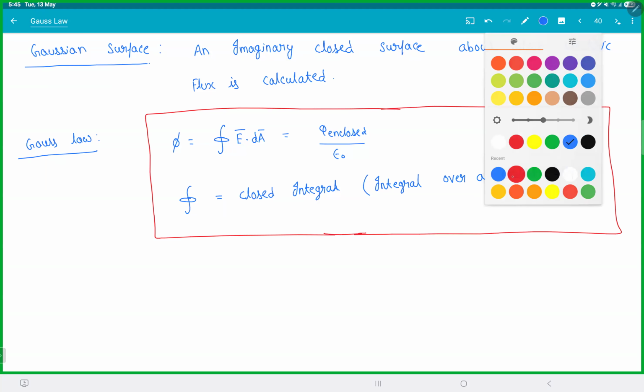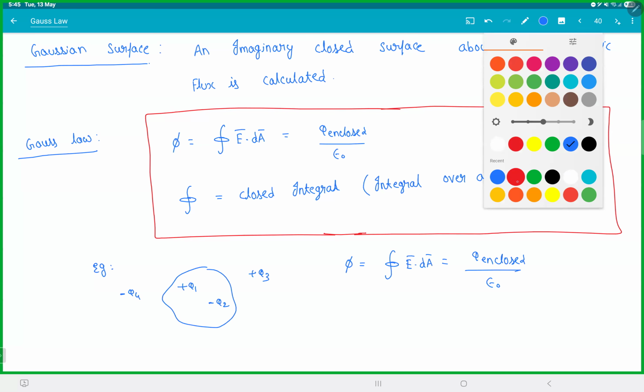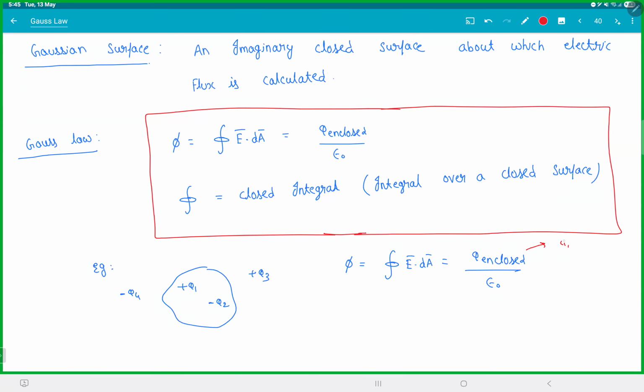So what this means is, if you have a closed surface here, if you have a charge Q1, a charge minus Q2, a charge Q3, and a charge minus Q4, the flux is given by the integral of E dot dA, which is equal to Q enclosed by epsilon. So in this closed surface, the charge enclosed is Q1 minus Q2.